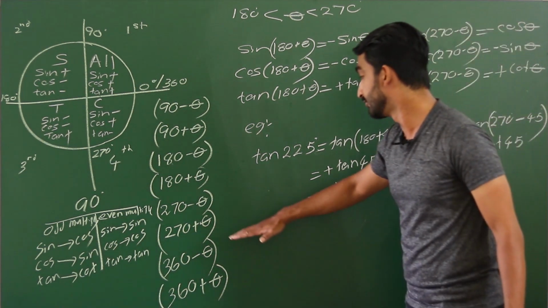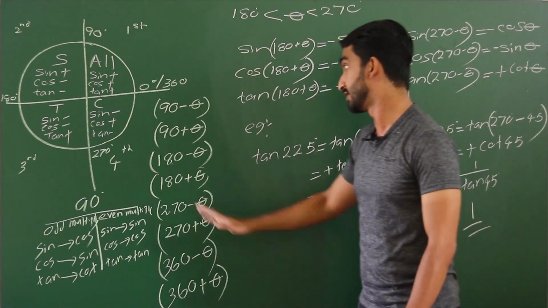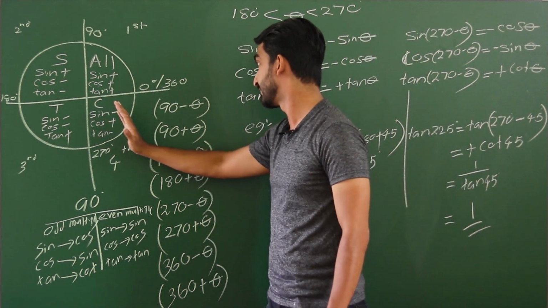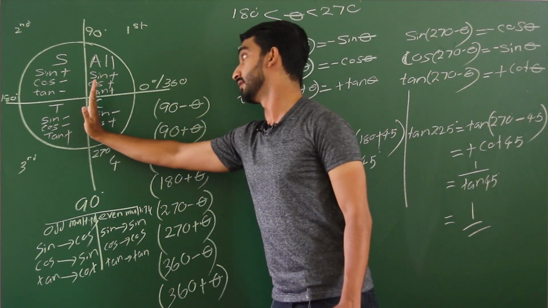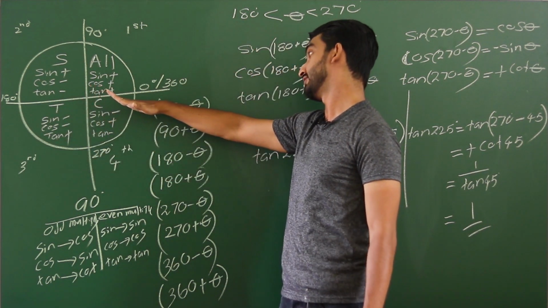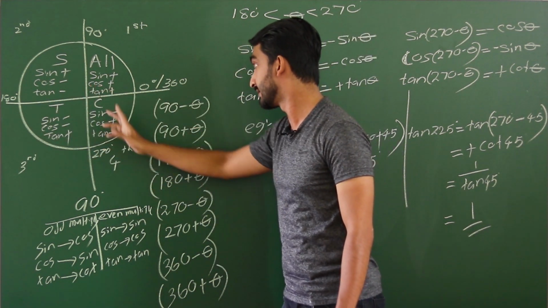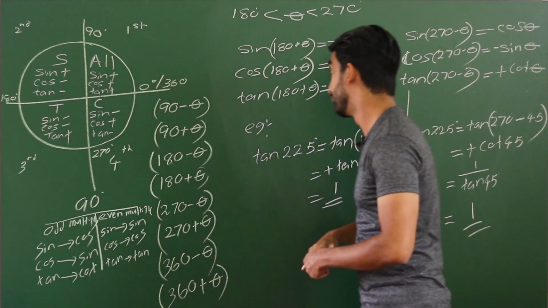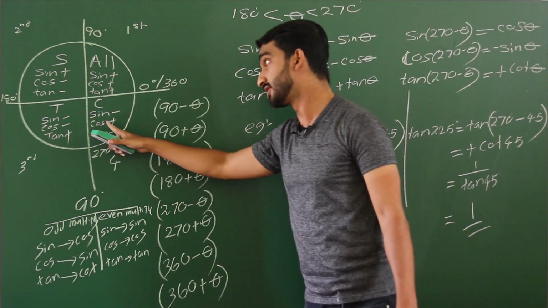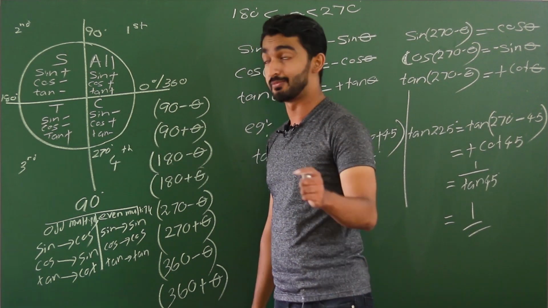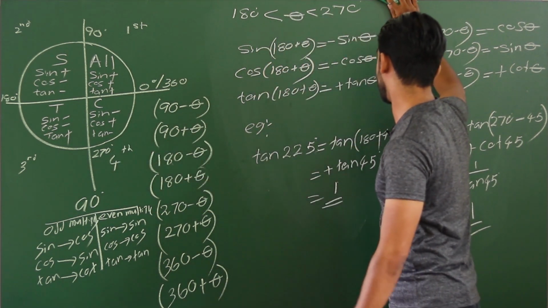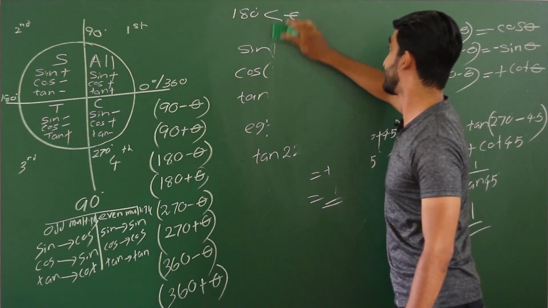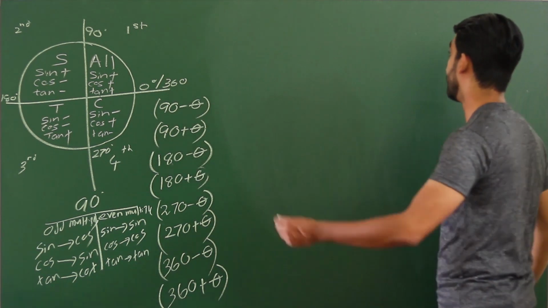Now we move to these two, which are the fourth quadrant. 270 plus theta means you come here, plus theta, and enter the fourth quadrant. 360 minus theta, you come around, and minus theta going down, it's the same fourth quadrant. So where cos will be the boss, positive, other two will be negative. So let's look into that. I'm erasing this.